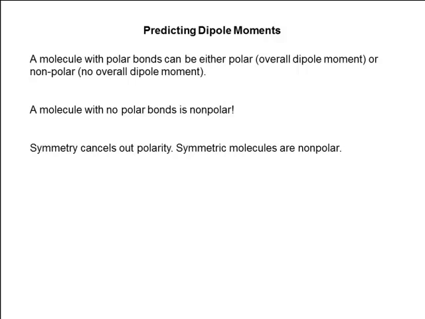Now, what I'm going to show you next is based upon those shapes. If you're having a hard time picturing the shape and predicting polarity that way, knowing the name of the shape that it is, and the types of bonds you're looking at, you can use these next set of rules to predict whether it's going to be polar or nonpolar.